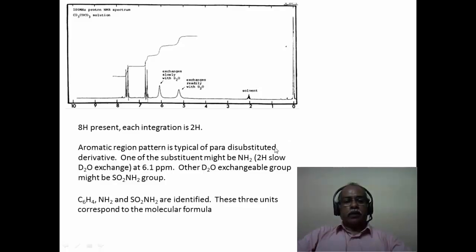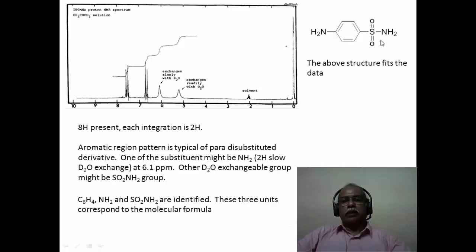So one comes to the conclusion that it is a phenyl C6H4 disubstituted, para-disubstituted aromatic derivative. NH2 is present, SO2NH2 is present. If you put all these 3 units together, one gets para-aminobenzene sulfonamide as the structure. It fits the NMR spectral data. The aromatic region is nicely seen as an AA'BB' pattern, which is this particular pattern. The sulfonamide group and the amino group are very clearly seen also in the NMR spectrum.